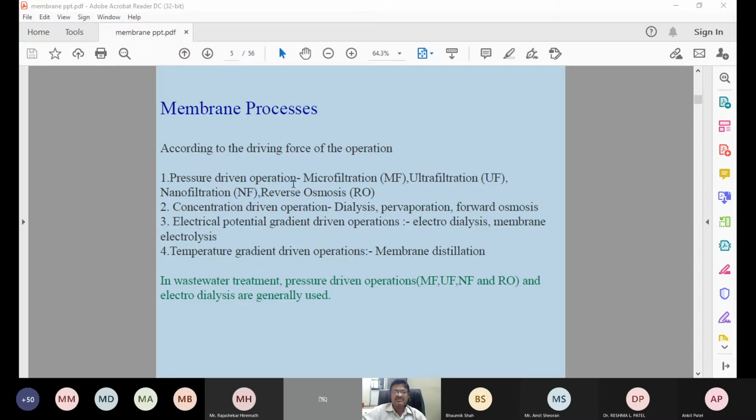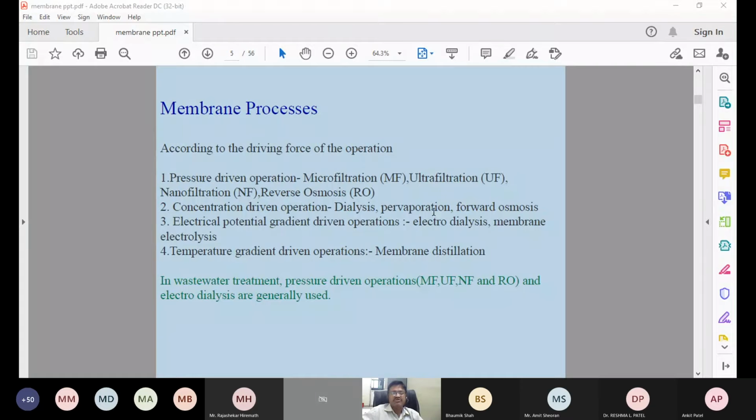Generally, in microfiltration, ultrafiltration, nanofiltration and reverse osmosis, we apply pressure on the membrane, and due to that the solvent goes through the membrane, like water moving through the membrane, but the solids are retained on the membrane. So like that these operations are there.